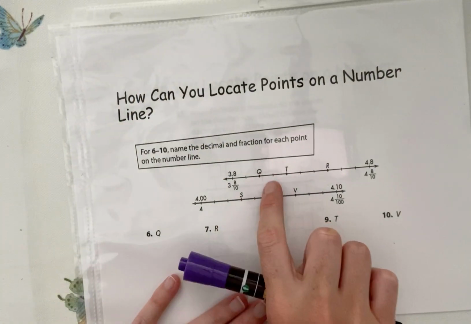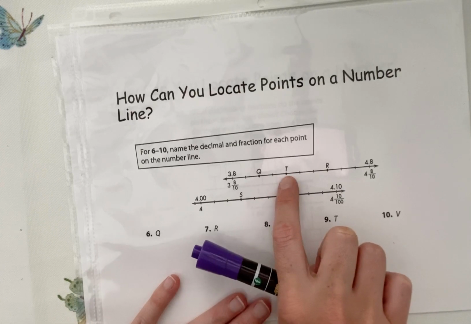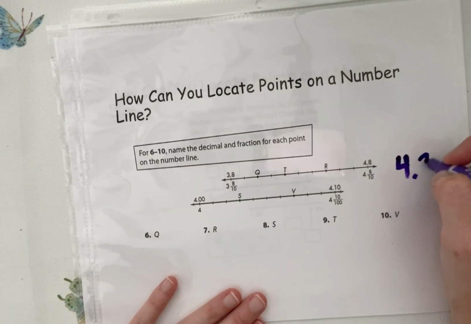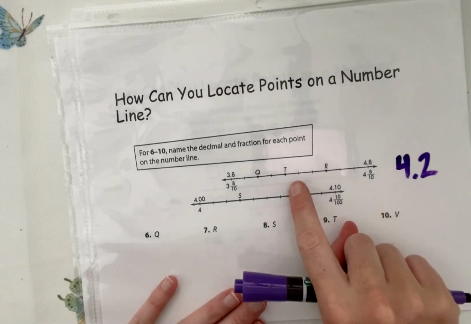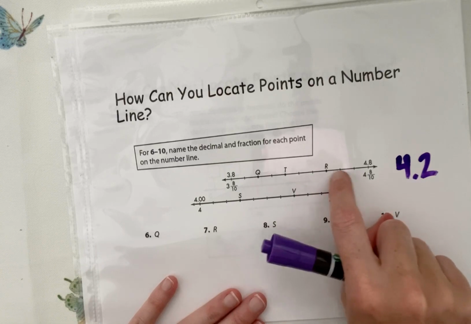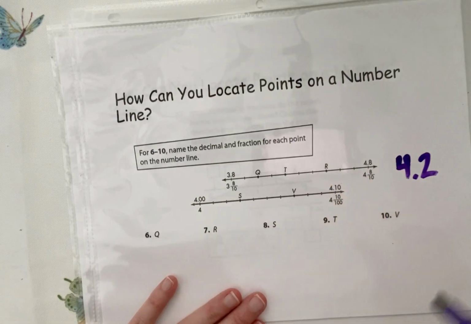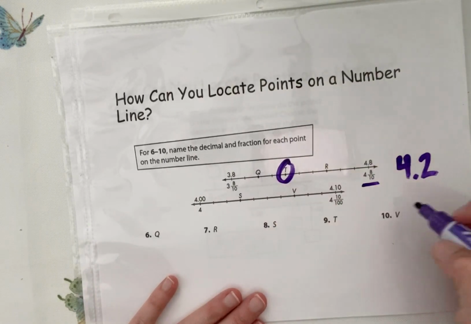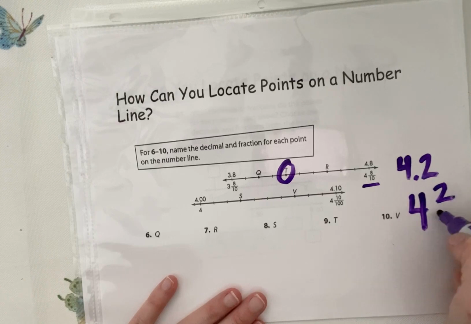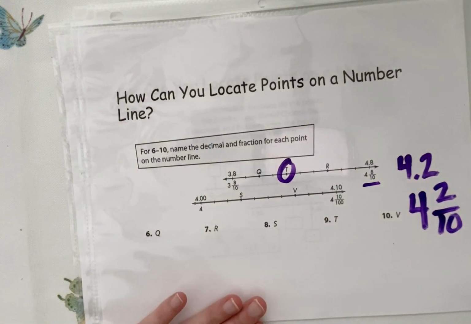So we have 4, 4 and 1/10, 4 and 2/10. Let's see. 4 and 2/10, 4 and 3/10, 4 and 4/10, 4 and 5/10, 4 and 6/10, 4 and 7/10. That's right, 4 and 8/10. So I was right. T is 4 and 2/10. That's a mixed number, so I'm going to write 4 and 2/10.